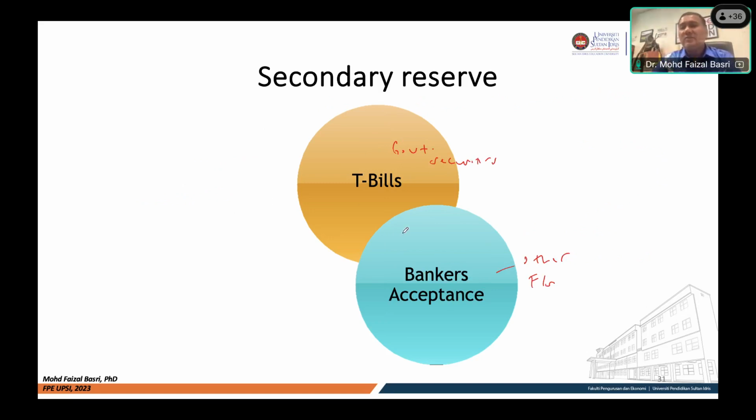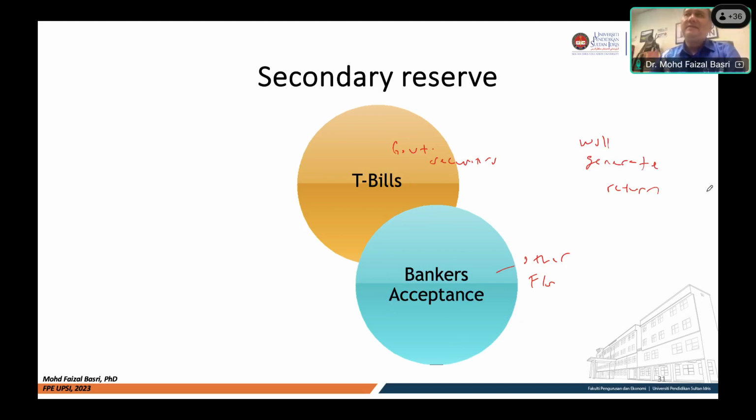So these two are very liquid. That's why the reserve has to be liquid, so that if anything happens and they want to convert into cash, they can get the money quite easily and fast. So T-bills, government securities, and bank acceptance from other financial institutions, these obviously will generate returns, although not much. Obviously, at least their reserve can generate something.